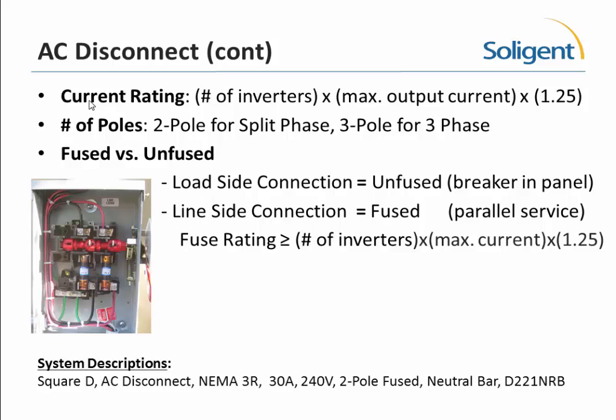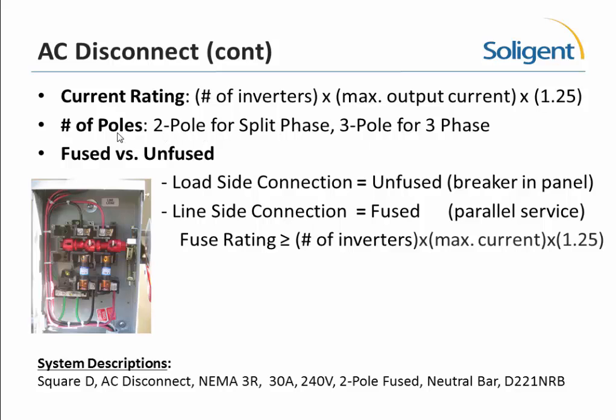In our AC disconnect, what size do we use again? Well, we're still back to the number of inverters we're going to parallel. In our case, we had 2, times the output current of each inverter. Right, so we're going to have 2, and if it was 10 potential output, well, it'd be 20, plus 25%. Back to the 25% for continuous duty.